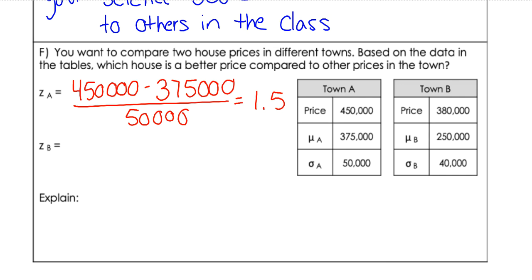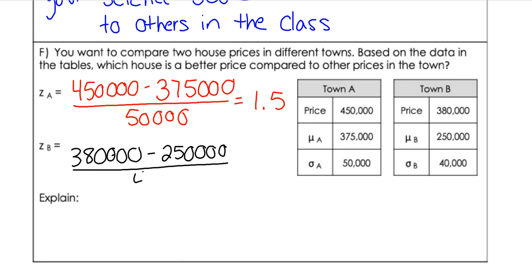In town B, we are only looking at a $380,000 house. So much less expensive overall, but houses in that town only average $250,000. When we divide that difference by the standard deviation for that particular town, we get a z-score of 3.25. So even though the house is cheaper, it's much further away from the average for that town than in town A. If we're trying to figure out the best bang for your buck, the house in town A is a better price.